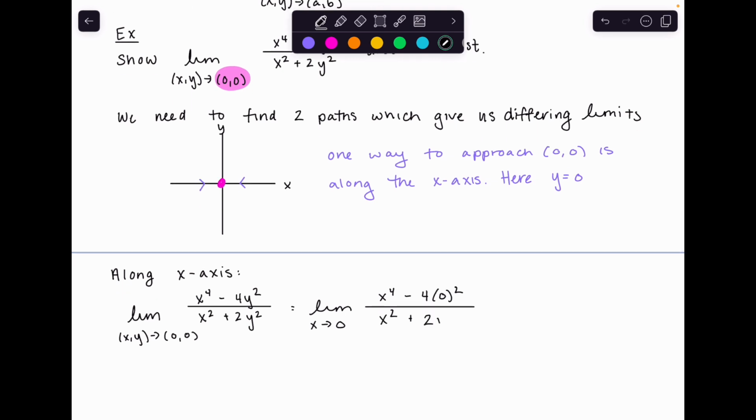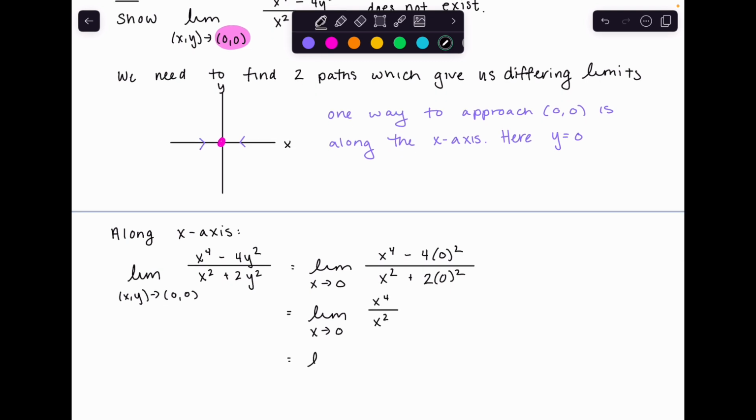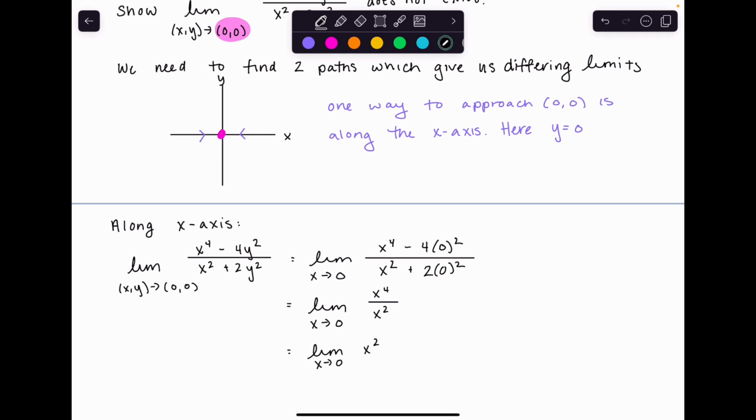And then y gets replaced by 0. Okay. So you can see this makes things very, very nice for us. This becomes just x to the fourth over x squared. And that simplifies very nicely as the limit as x approaches 0 of x squared. And now I have absolutely no issues plugging this in. This limit gives me 0. Okay.